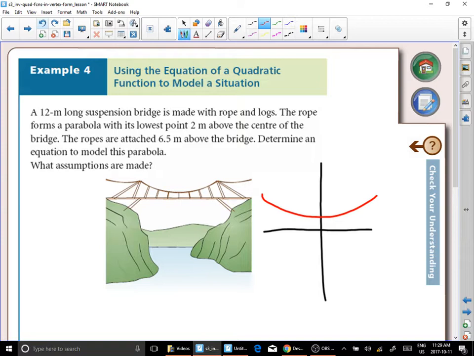Most notably, the middle. We know the middle is going to be the point (0, 2), and 2 because it's 2 meters above the center of the bridge. Okay? Now, on the far right, understanding that this is a 12-meter long suspension bridge, I'm going to have points that are 6, and it says 6.5 meters above the bridge is the height on the end. So that's (6, 6.5). And this would be (-6, 6.5). So we have our points, and these points will help us figure out what the equation is.